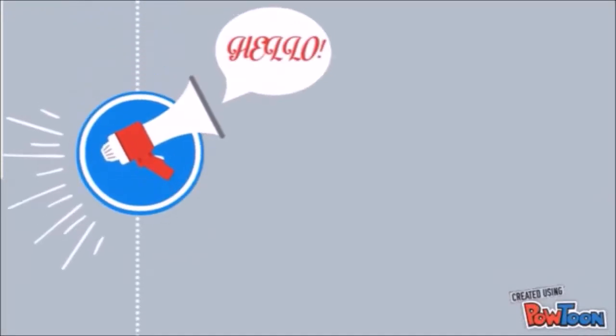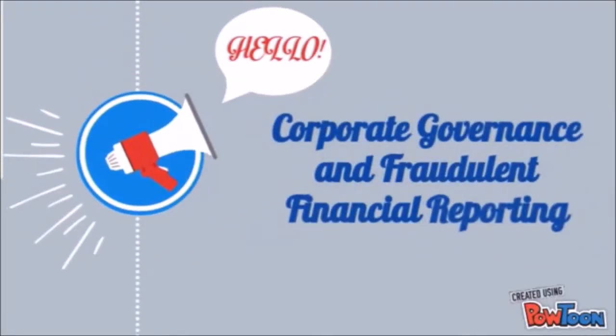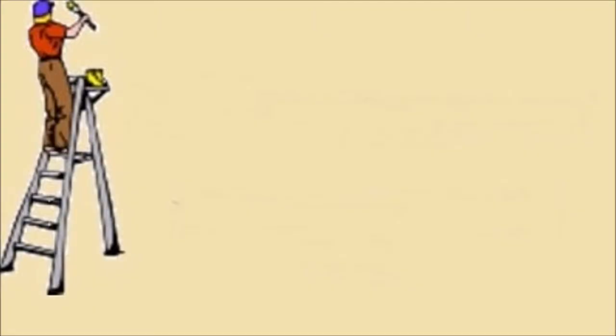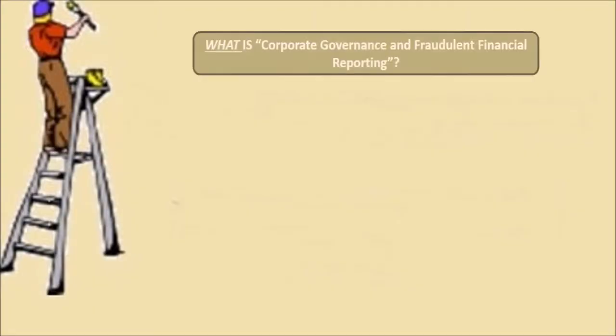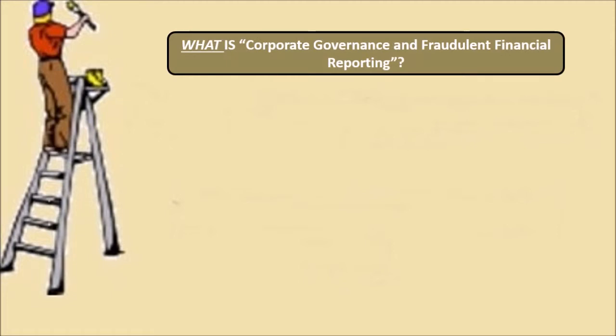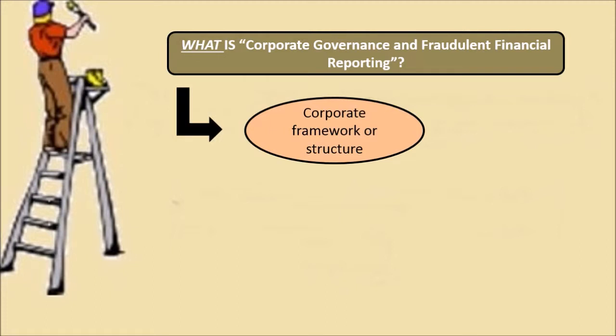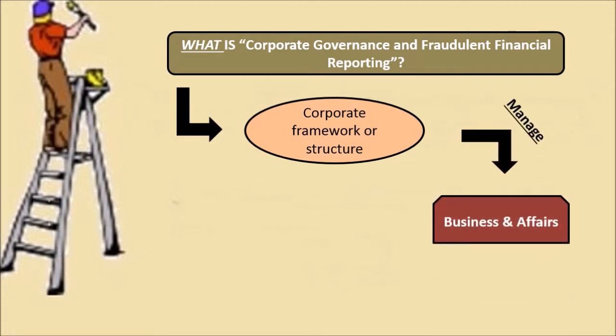Hello everyone. Today's topic is on corporate governance and fraudulent financial reporting. Before we start, let us understand what is corporate governance and fraudulent financial reporting. It is the corporate framework or structure that an entity applies to direct and manage its business and affairs.